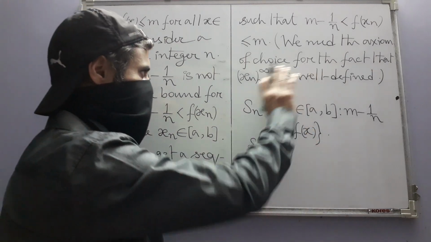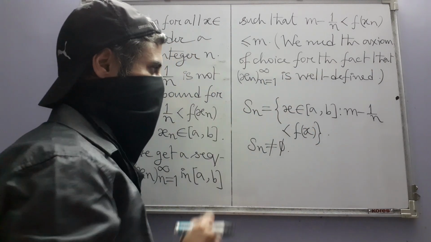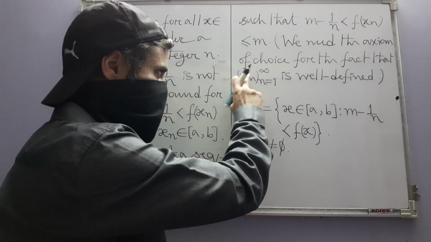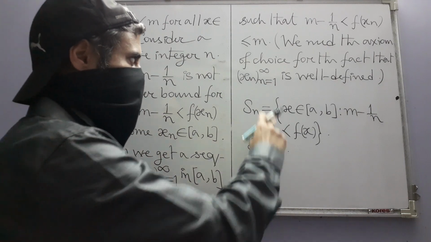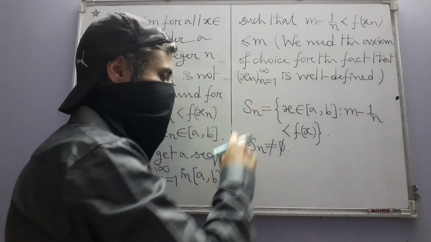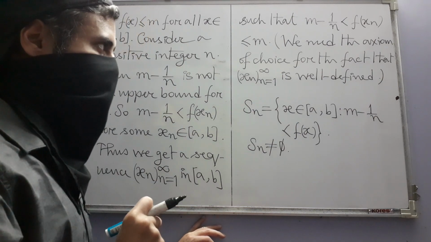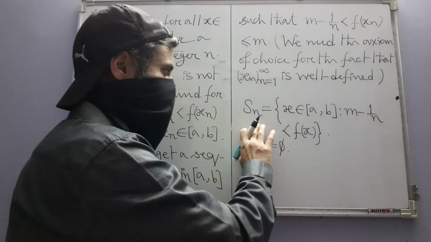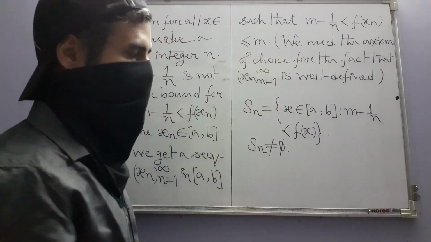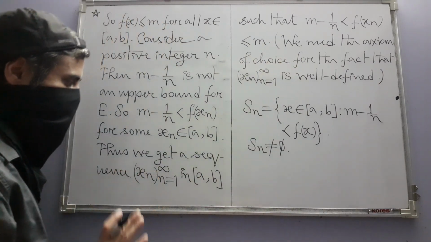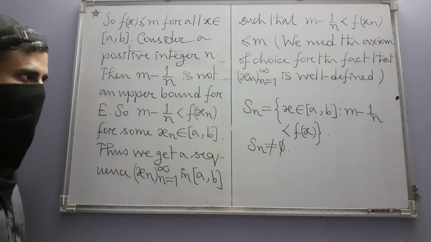Otherwise, without the axiom of choice, we would be making arbitrary choices from infinitely many sets, which would not make this function well defined, because in order for a function to be well defined, for every input n, the output xn should be a definite thing, right? So you cannot conclude that from any other axiom. For that you need the axiom of choice. But fine, we have the axiom of choice and we now have a well defined sequence in [a, b].